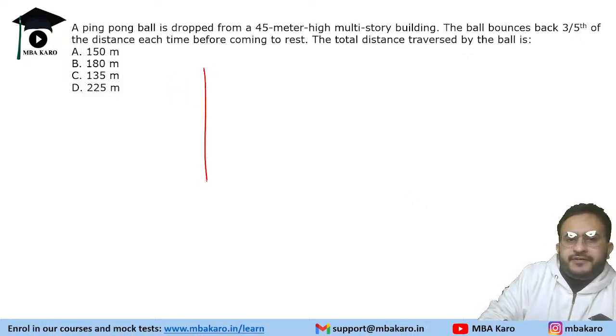So we have 45-meter height, right? So it is coming down and then it is bouncing 3/5.